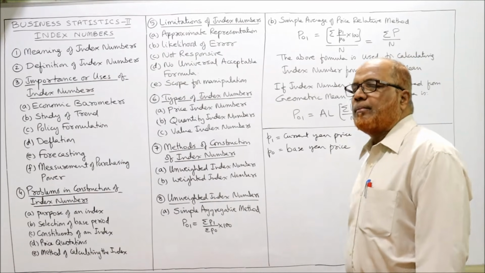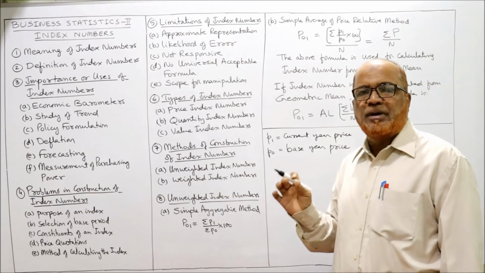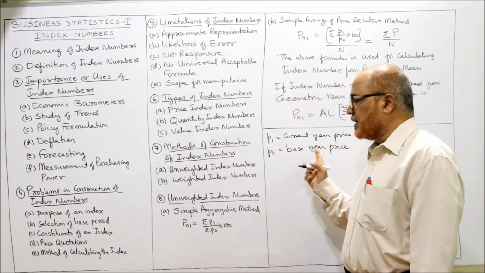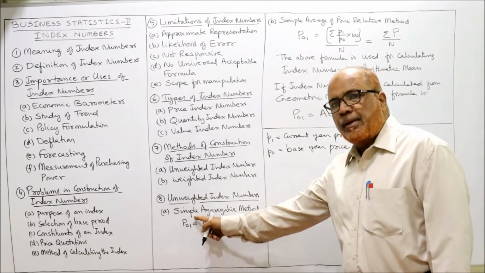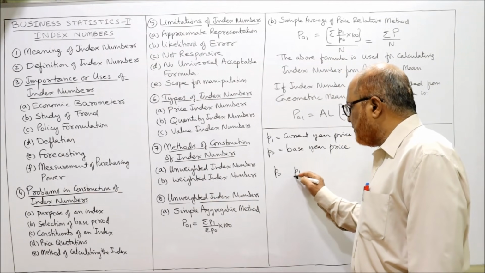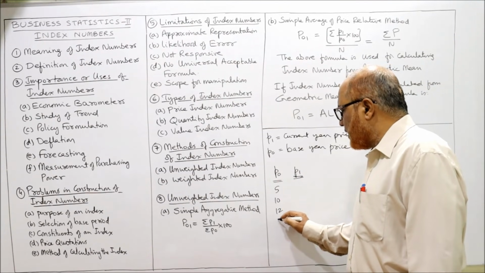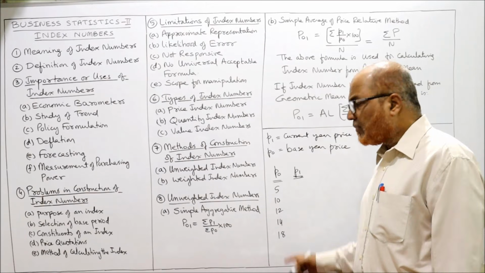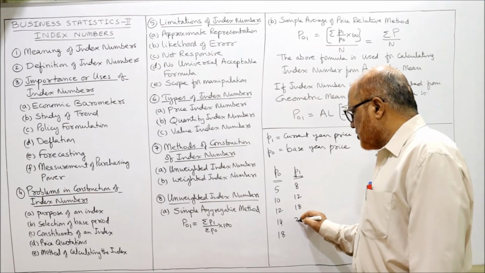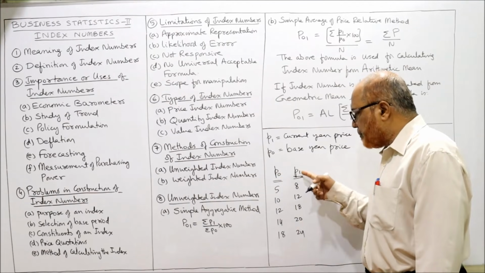These terms you have to remember throughout the chapter. In all the problems, whenever P1 comes, it means current year price. When P0 comes, it means base year price, right? So here in simple aggregative method, we take the total. For example, the base year prices P0 are given as 5, 10, 12, 14, 18. The current year prices P1 are, let it be 8, 12, 18, 20, 24. So we are given the prices of base year and price of current year.